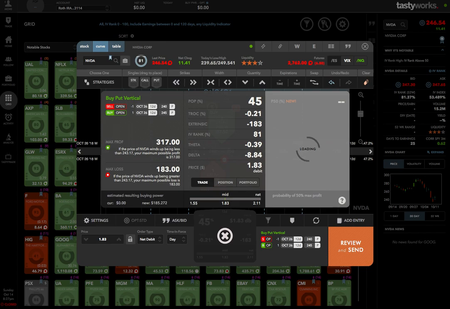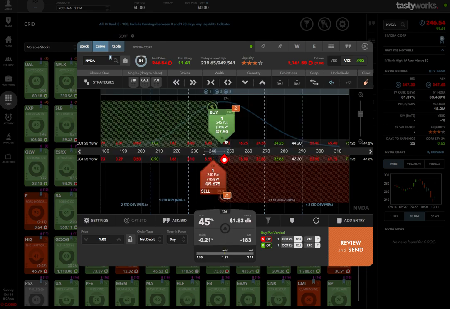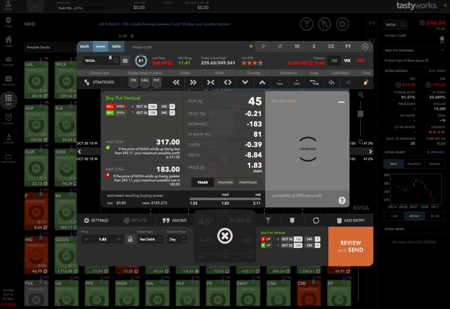Now, why is that? It's because the implied volatility is so high. The IV rank is 81. It's very high. So that's why the options, the one that you're buying and the one that you're selling, are expensive. There's a lot of demand. When there's a lot of demand for a certain option, the price is going to be a little higher.